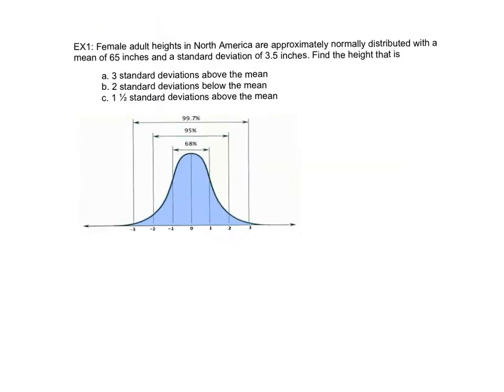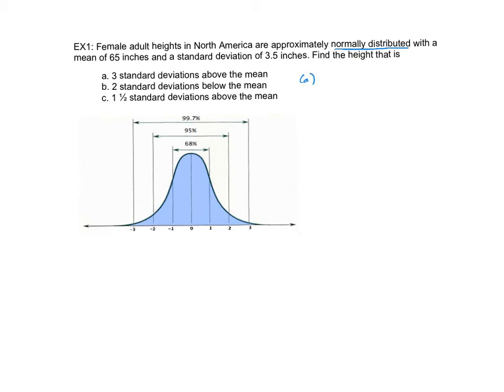Let's go ahead and use this rule in example 1. So we have female adult heights in North America are approximately normally distributed. So we need to know that they're normally distributed so that we can use this graph. With a mean of 65 inches and a standard deviation of 3.5 inches. Find the height that is A, 3 standard deviations above the mean, B, 2 standard deviations below the mean, and C, 1.5 standard deviations above the mean. First of all, let's look at part A.